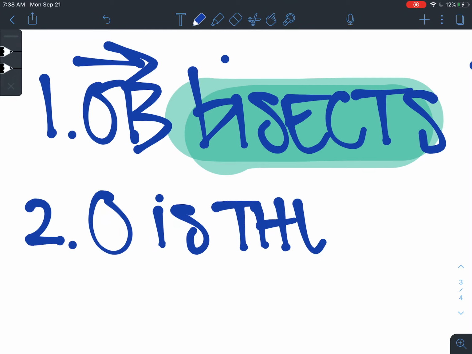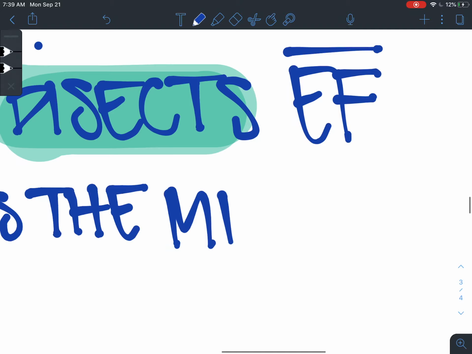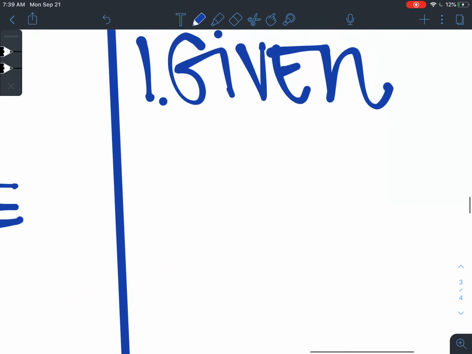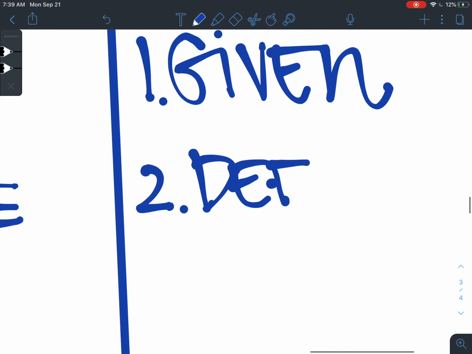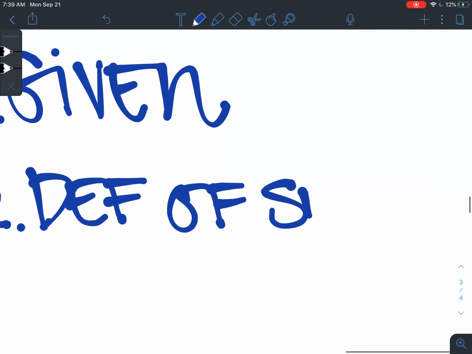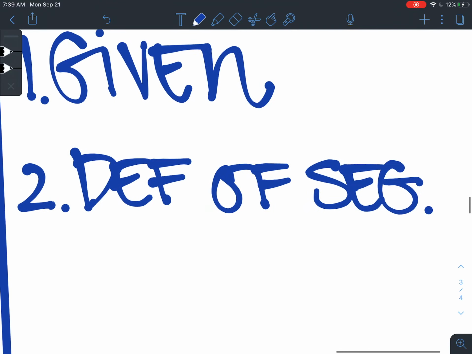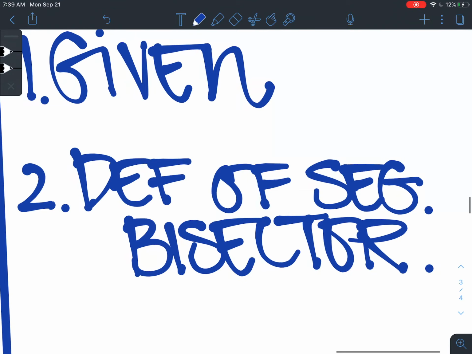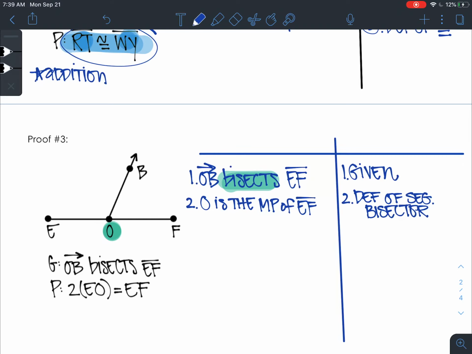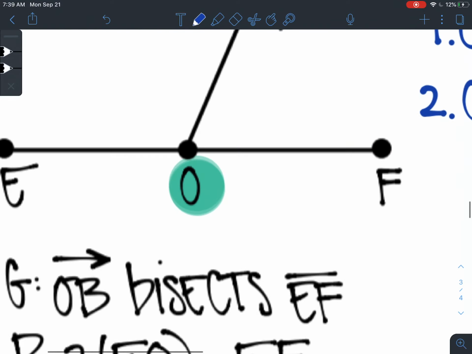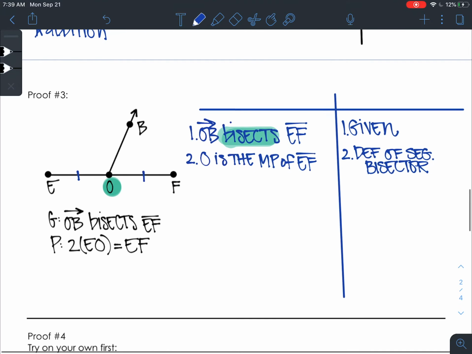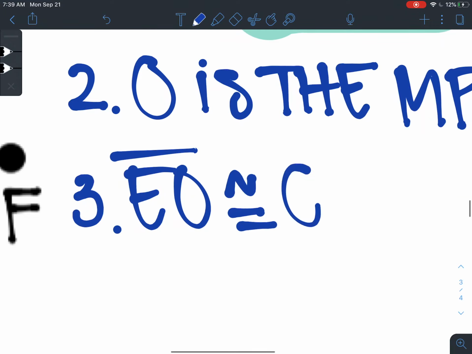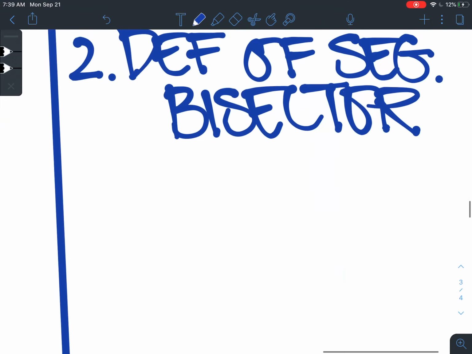So O is the midpoint of EF, and that is by definition of segment bisector. Okay. So what does it mean if O is the midpoint of EF? Well, what that means is that EO has to be congruent to OF. So EO is congruent to OF, and that is by midpoint theorem.